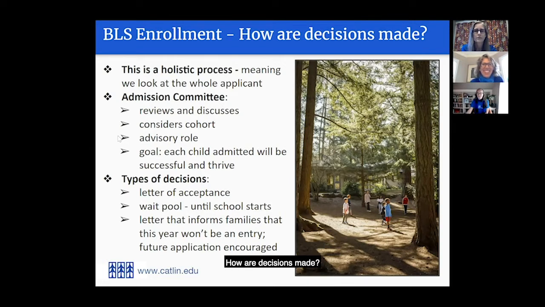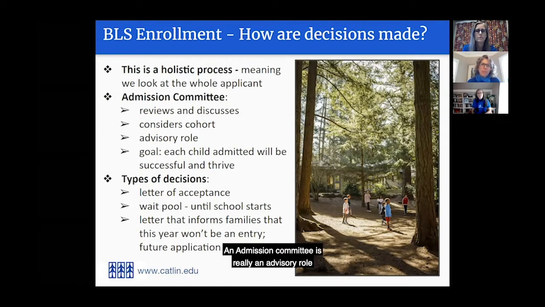How are decisions made? This is a holistic process, meaning that we look at the whole application, the whole applicant, and the whole child, which is also one of our pillars of progressive education. There's an admission committee, and the admission committee reviews and discusses each application, each child. We consider, as Sarah said, the cohort that they're entering into. The admission committee is really an advisory role for the enrollment department and gives recommendations with the goal that each child will be successful and thrive at Catlin Gable.